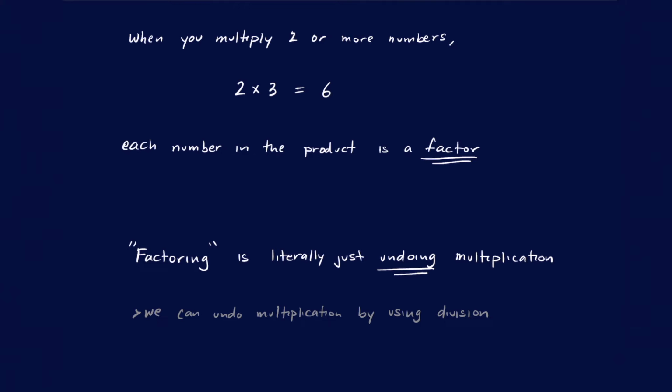Now, the first thing you should know about factoring, just a little bit of background, is that when you multiply two or more numbers, like 2 times 3 equals 6, each number in the product is called a factor. So in this example, 2 and 3 are both factors of 6. One way to think about factoring, if you're a little bit confused by what factoring is, is that it's essentially just undoing multiplication. And we can undo multiplication by using division, since division is just the opposite of multiplying.